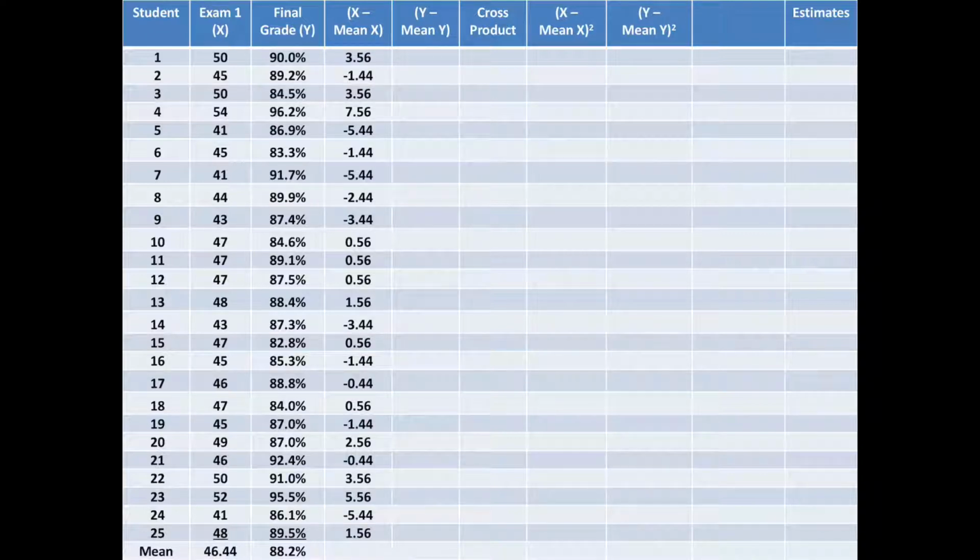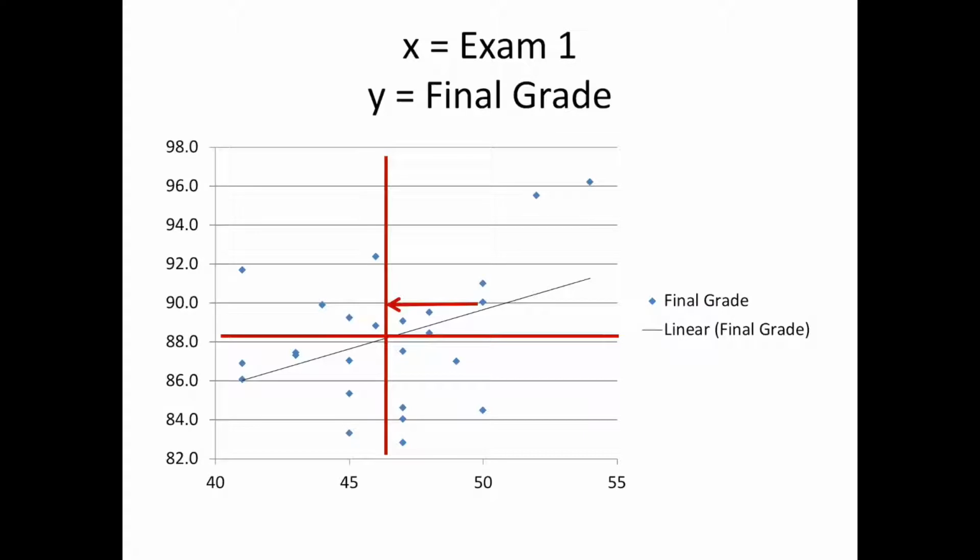Now the next thing we need to do is to calculate the deviation score for the y-axis. So for this first person, I want to know, is their final grade above or below the average final grade of the class? So I'm simply going to take 90 minus 88.2. Again, let me show you what that looks like on the graph. We have 90 minus the average of 88.2.